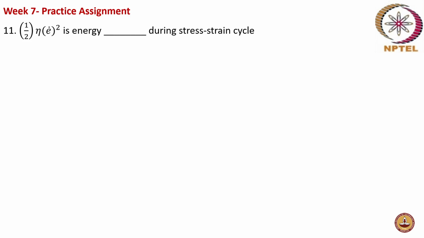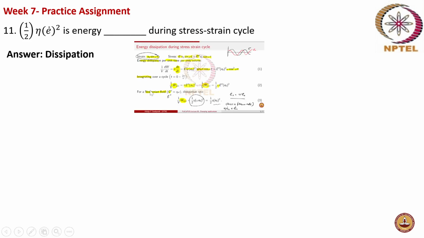Next, half eta into E dot the whole squared is energy dash during the stress strain cycle. Is it the energy absorbed or energy dissipated? Eta is your viscosity, E dot is your strain rate. This expression is actually the energy dissipated during a stress strain cycle. This was discussed during the energy dissipation discussion, in the lecture on damping application.